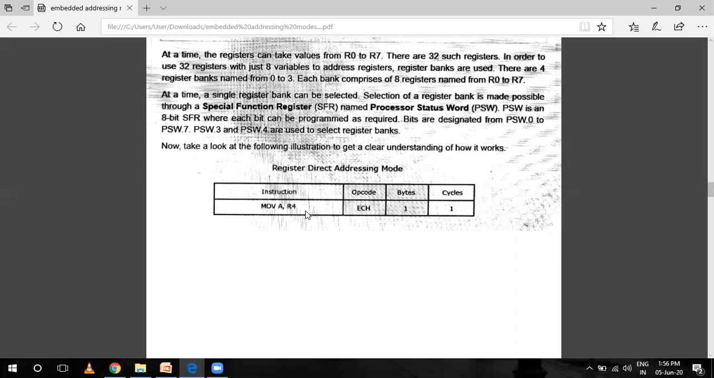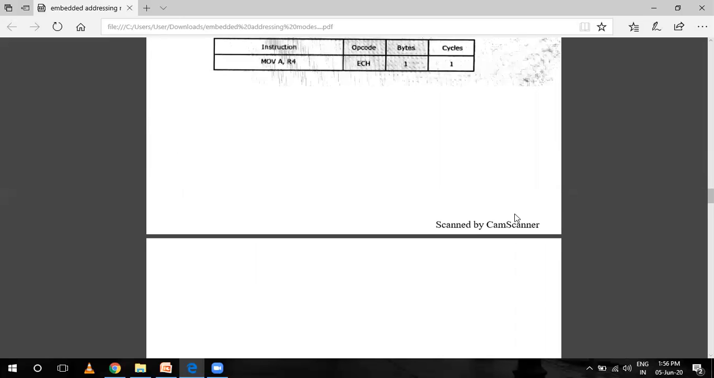तो register addressing mode है, तो यहाँ पे directly R4 आपको register given होगा, opcode and bytes 1 and cycle 1.